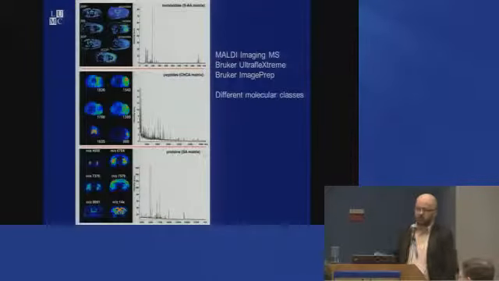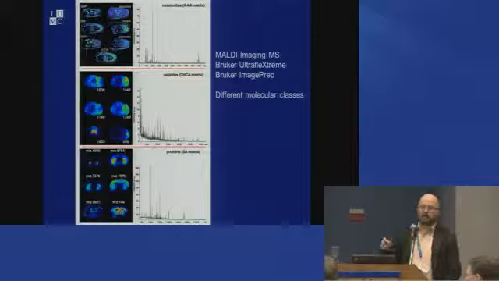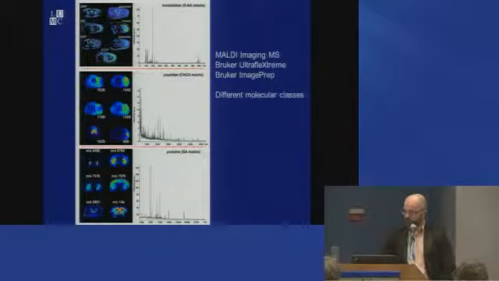And so we studied this by imaging mass spectrometry. This is multi-imaging mass spectrometry with a Bruker ultrafleXtreme, all with the Bruker ImagePrep. We looked at different molecular classes just by applying different matrices. So we looked at metabolites, peptides, and proteins. And the CSD was invoked on the right-hand side. We could see multiple peptides and several metabolites. We didn't really see anything on the protein level.